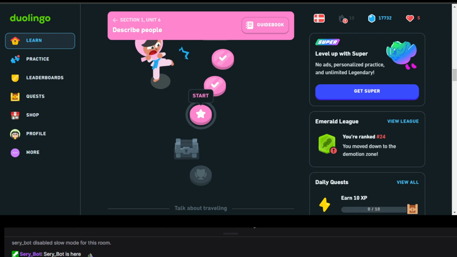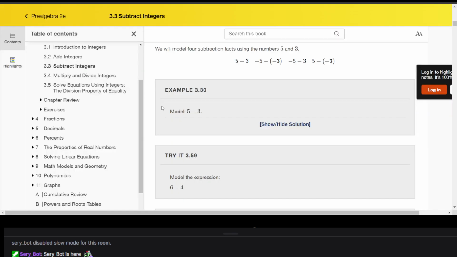Alright, let's do this. We'll start with the math stuff. Model 4 subtraction facts using numbers 5 and 3. 5 minus 3, negative 5 minus 3, negative 5 minus negative 3, 5 minus negative 3.